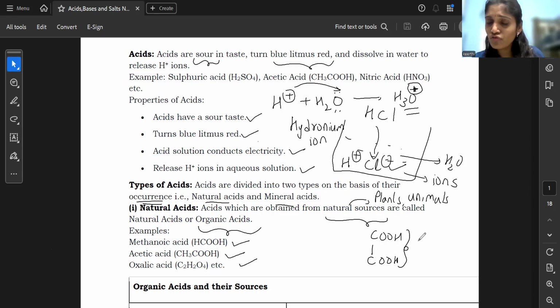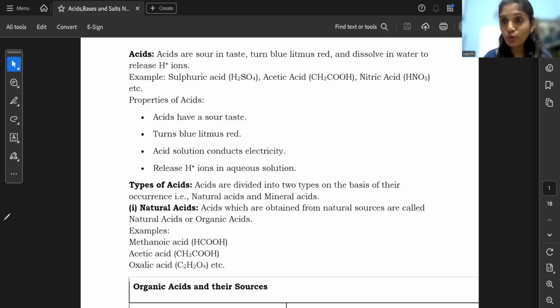It exists in this form. If you combine and write the formula, it is C2H2O4. This is the formula for your oxalic acid. Methanoic and acetic acid you already know because you study them in the chapter Carbon and its Compounds. Okay, now let us see the source of these organic acids here.